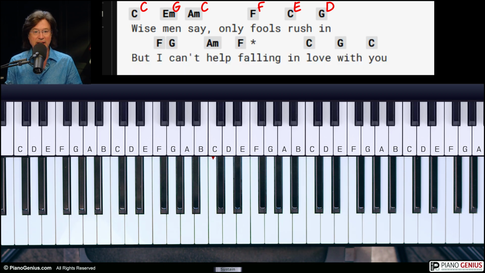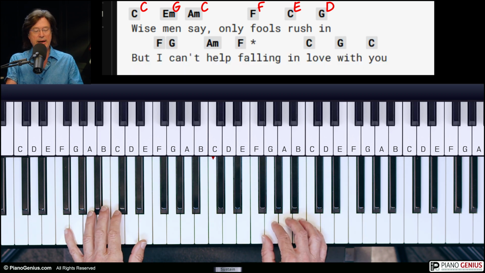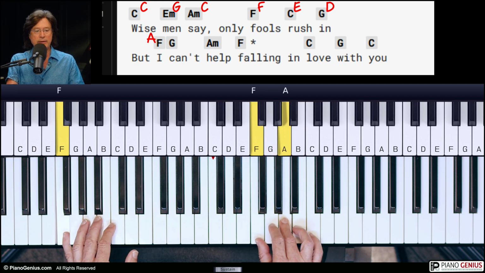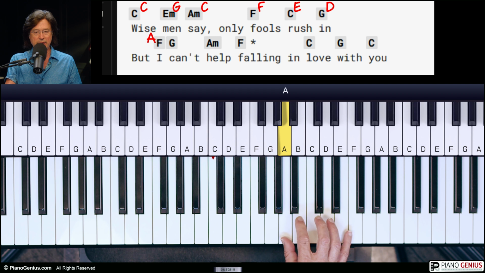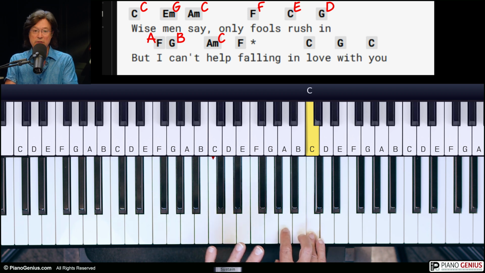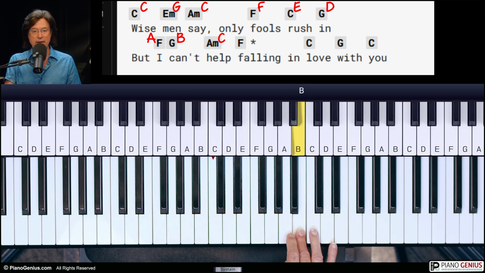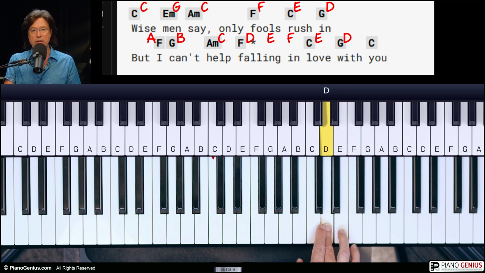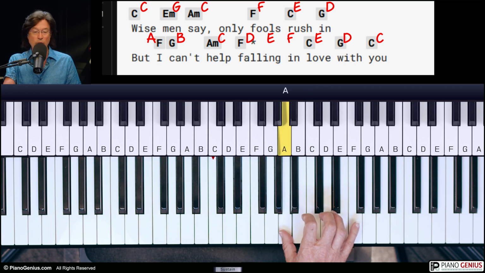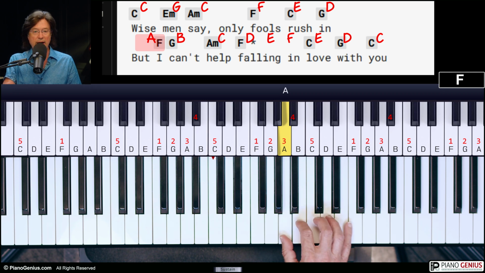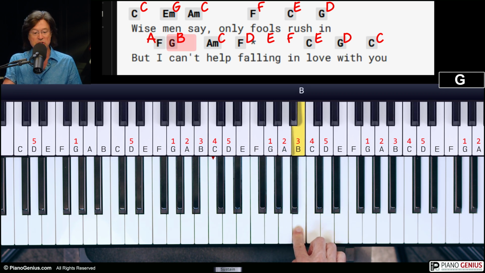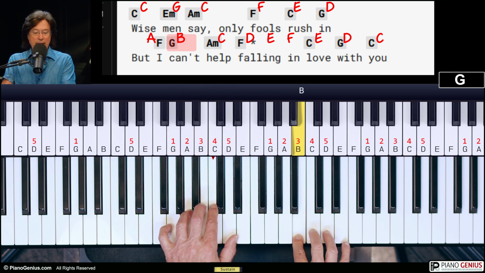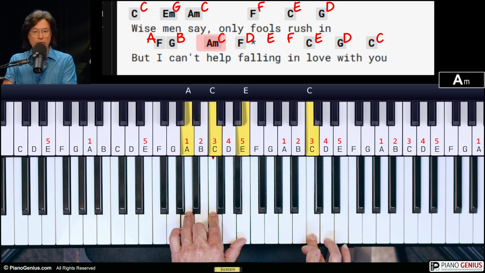But let's take a look at the second line, okay? We know we're in C major, so it's most likely all white notes. I can't help falling in love with you. Again, we're going to write that down. We write A over the F chord for I, B over the G chord for can't, and C, a little red note, over the A minor for help.